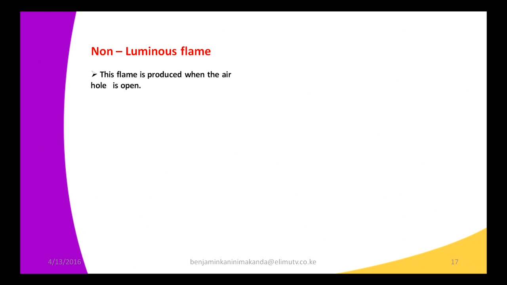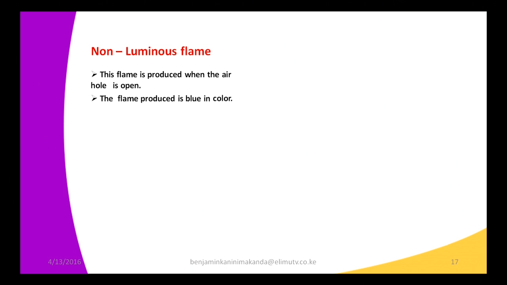Now, the non-luminous flame. This flame is produced when the air hole is open, the opposite of the luminous flame. The other thing we have to note about this flame is that it is blue in color. What's the color of the luminous flame, if you can recall? Yes, it is a bright yellow flame. You can also call it the luminous bright yellow flame. So the non-luminous flame is blue in color.